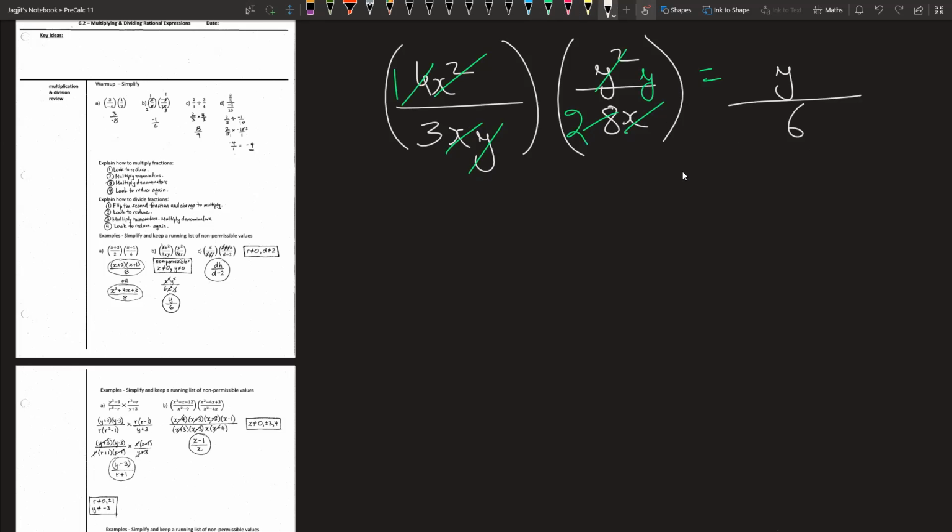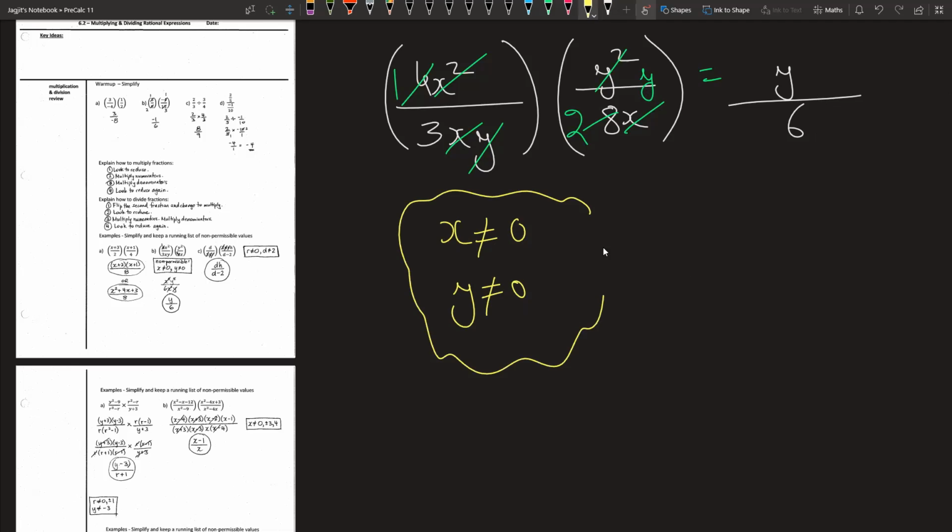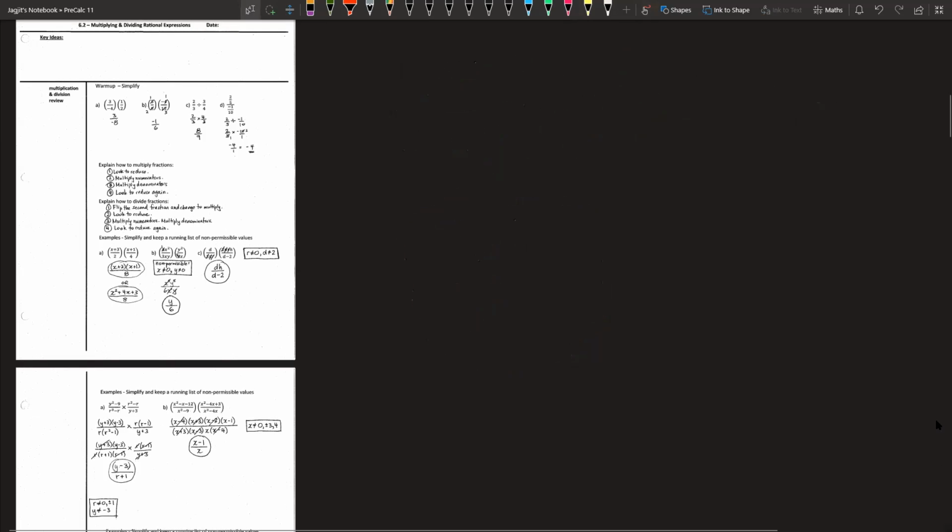But guys, you know what's the most common mistake? People forget to write the non-permissible. In the original, you see you had x at the bottom. So non-permissible is x cannot be 0. You had y at the bottom. You say y cannot be equal to 0. Over here, we had x, but we've already covered that. So my answer is y over 6. That's my simplified version. But don't forget to write the non-permissibles. If you do, you're going to lose half of the marks. Okay, so be careful. Ideally, you want to write your non-permissibles before canceling anything.